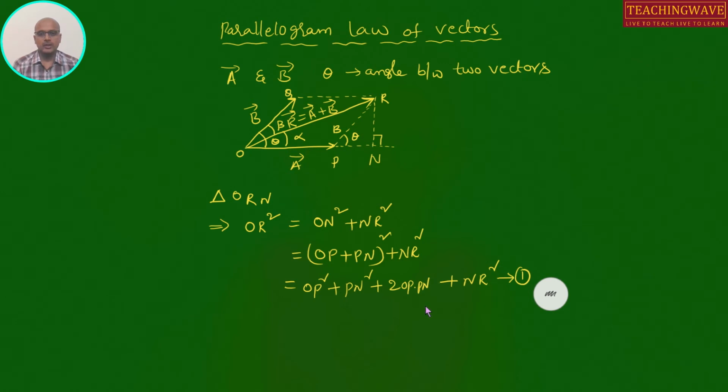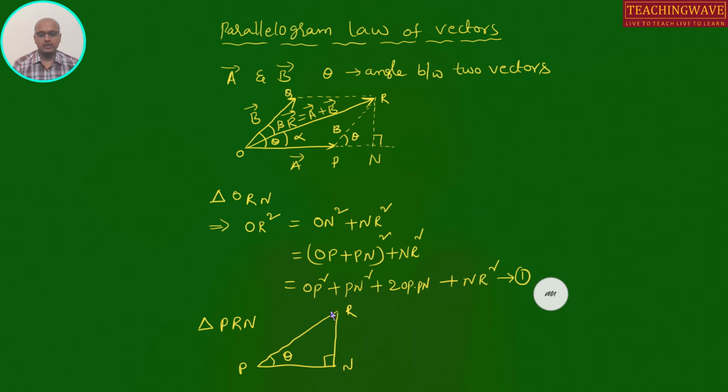Here we don't know the values of PN and NR. For that purpose, I am considering a small right angle triangle PRN. In that small triangle, the angle at P is theta, and the angle at N is a right angle.